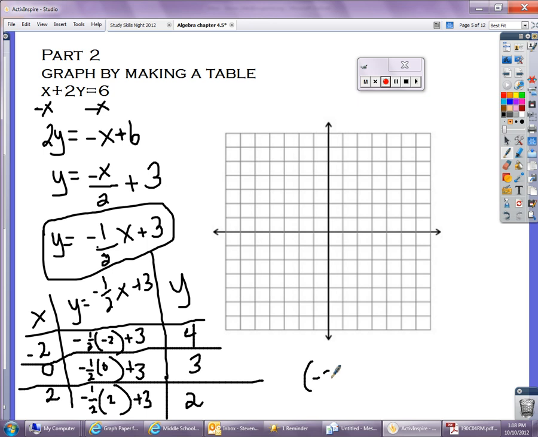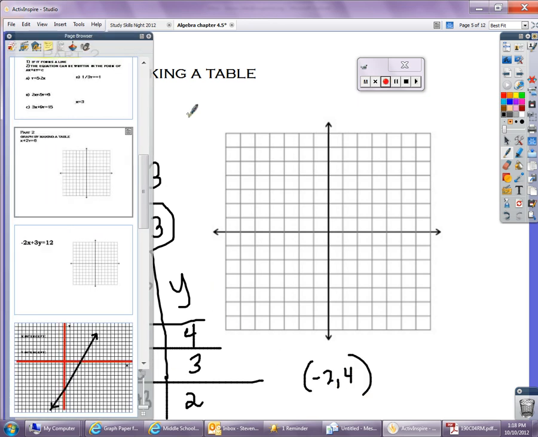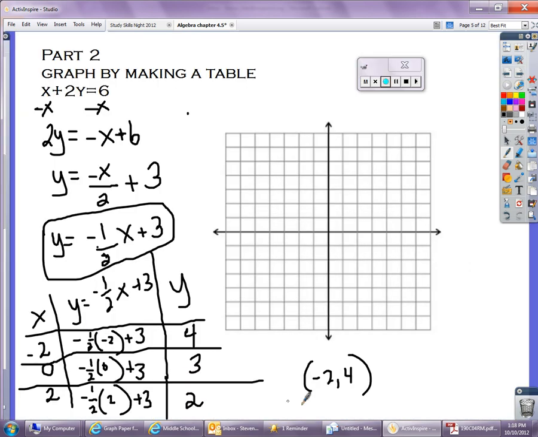My points are negative 2, 4. I'm just putting the x and the y together. The next point is 0, 3, and the third point will be 2, 2. So now what I'm going to do is just graph them.